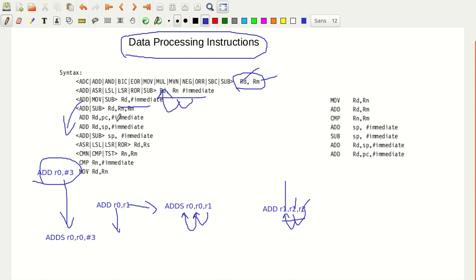Of course you have other instructions, as you can observe here. The PC, the program counter value, is added with the immediate value, and the resultant is stored in the destination register RD. Similarly, you can have SP, the stack pointer value, added with the immediate value, and the resultant is stored in RD. Similarly, the stack pointer can just be added with the immediate value, and the resultant is stored in SP itself. You also have other shift operations, and comparison operations.